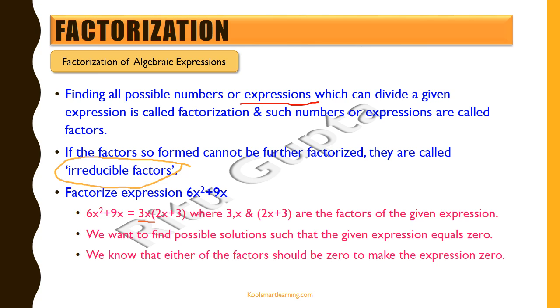that this expression, which is the product of 3x into 2x plus 3, can be 0 only if either of the factors is 0. So that means 3 being a constant cannot be equated to 0. So the only two options that we're left with is either x has to be 0 or 2x plus 3 has to be 0, which means x will be equal to minus 3 by 2. Now that gives us that 6x squared plus 9x can be 0 only if either x is equal to 0 or x is equal to minus 3 by 2.